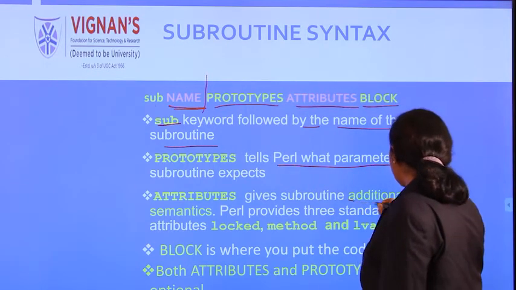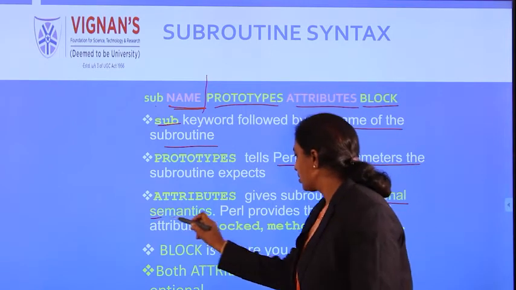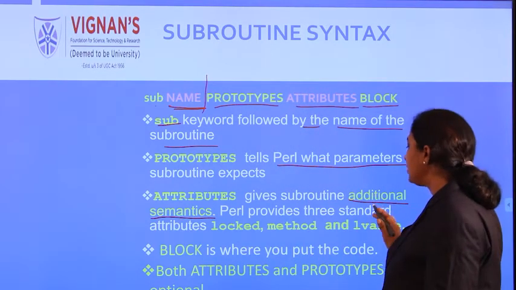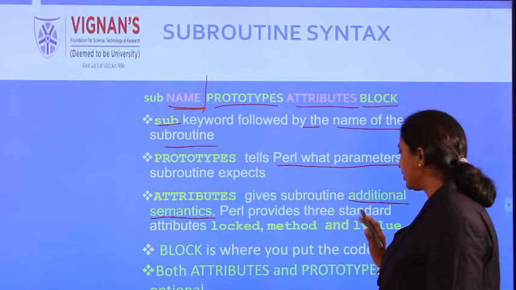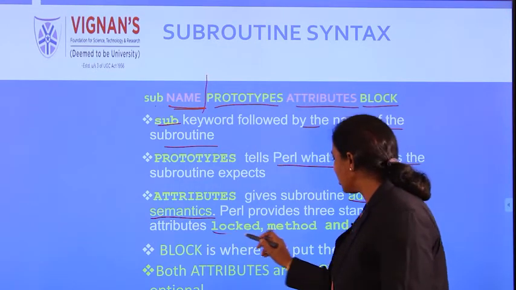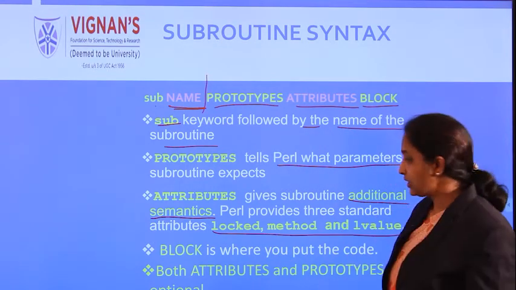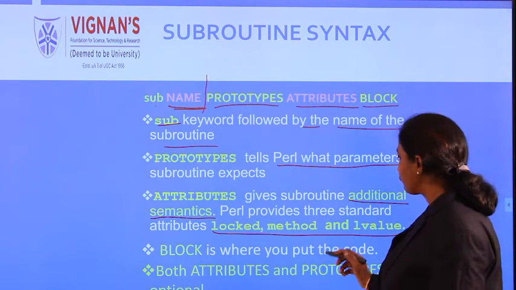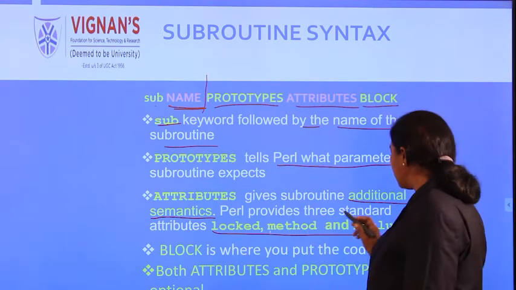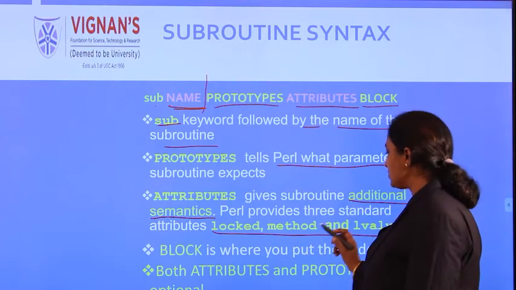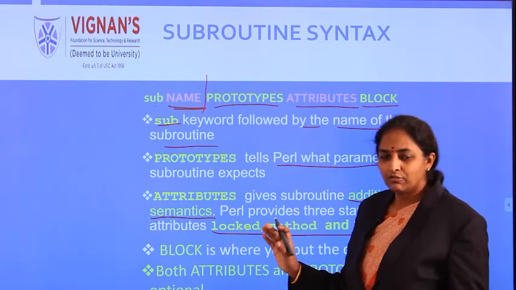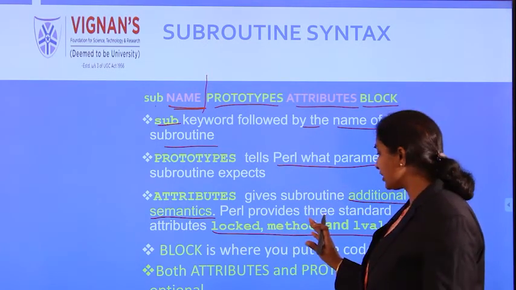After that, attributes. Attributes are nothing but additional semantics. In parallel, we are having three standard attributes. They are locked, method and L value. Those are the three we are having. Out of these three, locked and method work with the same context.